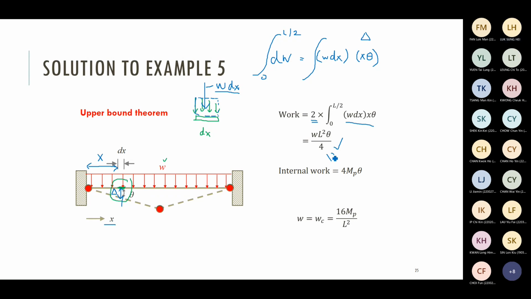So when you handle this kind of UDL using the upper bound theorem, when you calculate the external work, you may start from the element level. You consider one small element and then integrate the whole thing to get the external work. This is one method: integrations.